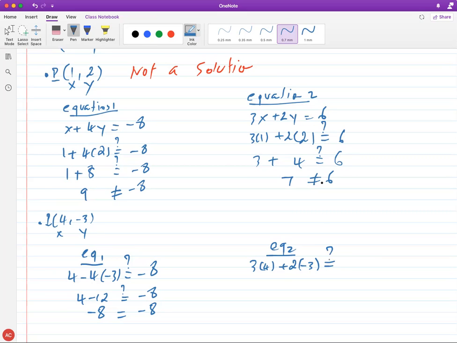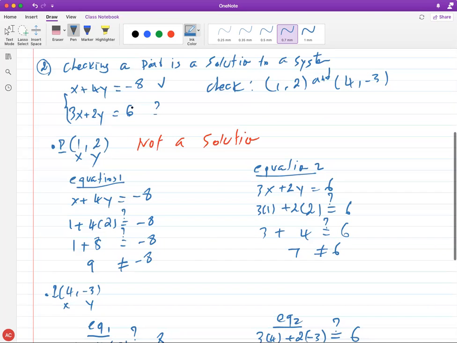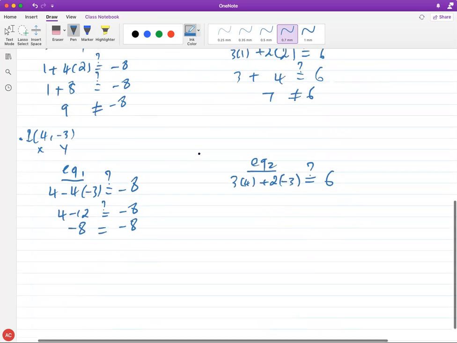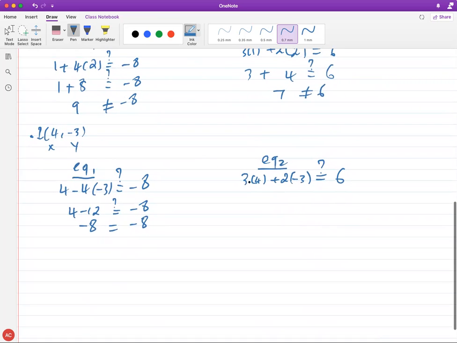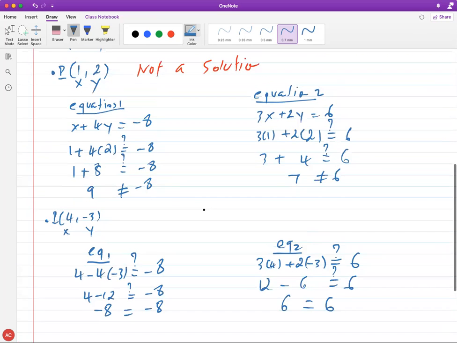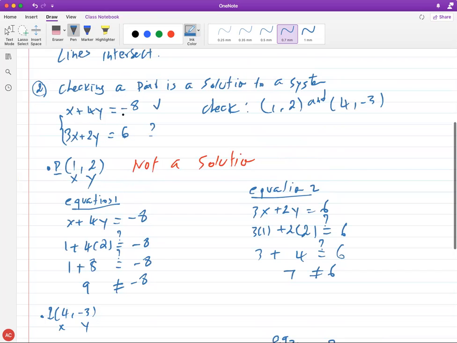And we're going to see, is it equal to 6? Basically, we plugged it here. We don't know yet if it's equal to 6. We need to simplify. So we do the multiplications first. So that's 12 take away 6. Is it equal to 6? Yes, 12 take away 6 is 6. So what do you say about this point? You worked through the first equation. You worked through the second equation. Is that a solution to the system?